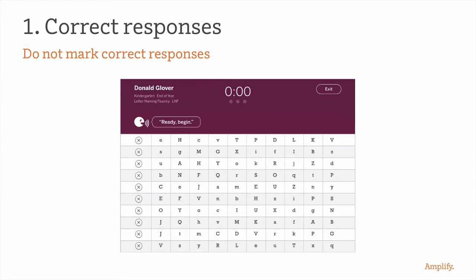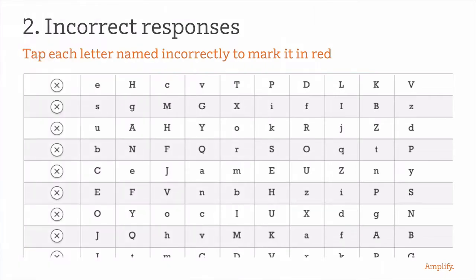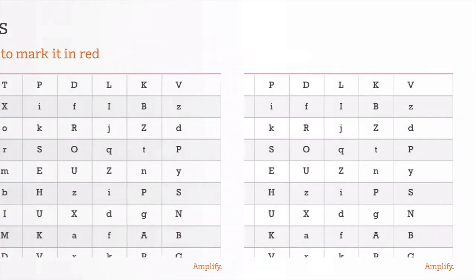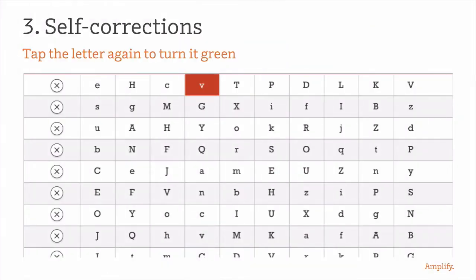Correct responses. Do not mark correct responses. Incorrect responses. Tap each letter named incorrectly to mark it in red. Do not give any feedback to the student or provide the correct letter. Self-corrections. If a student makes an error but corrects it within 3 seconds, tap the letter again to turn it green.